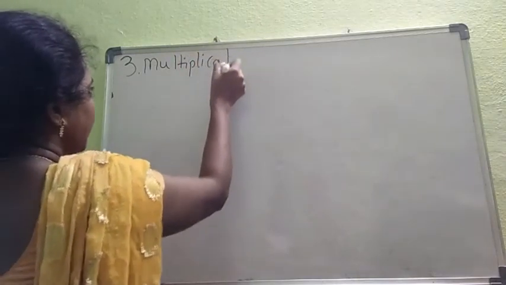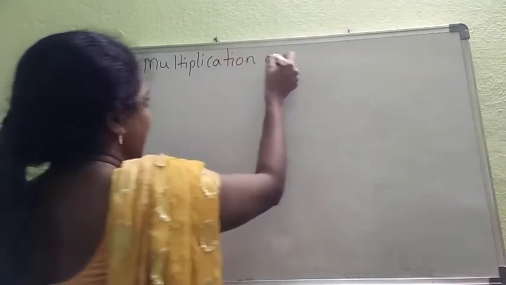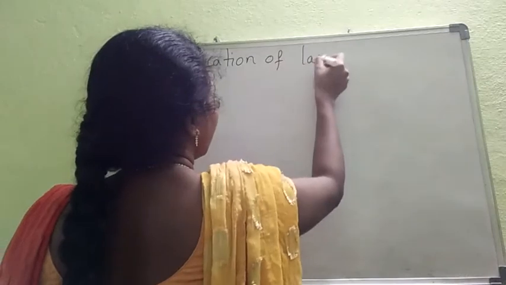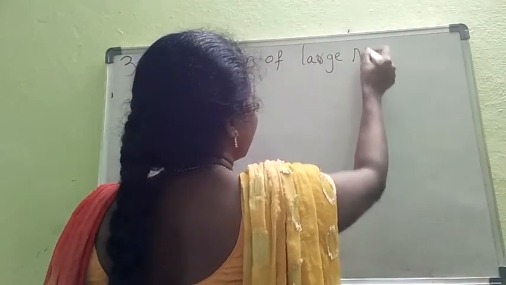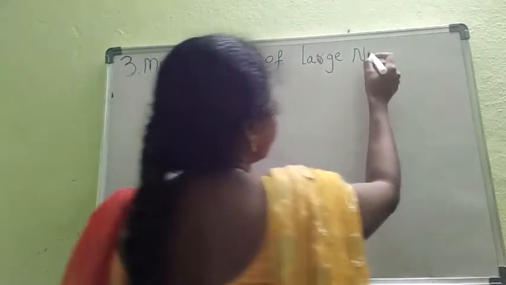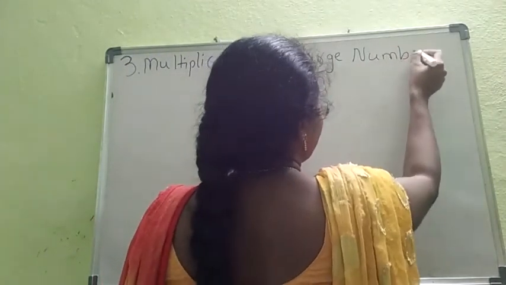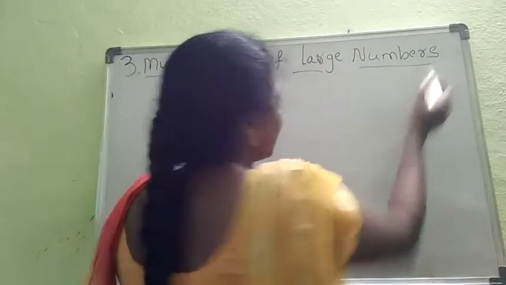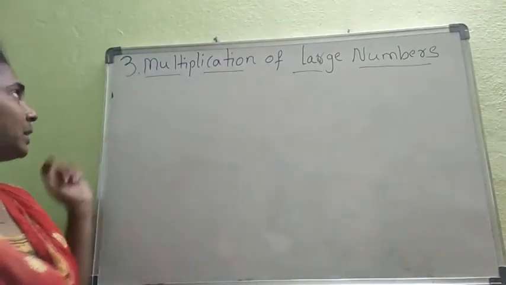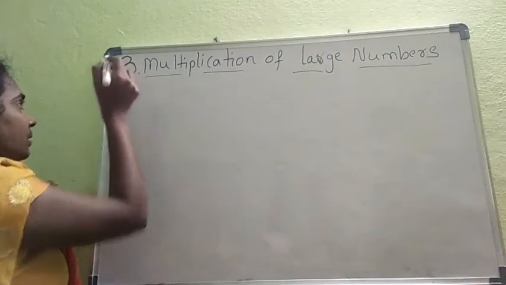What is the chapter name? Multiplication of large numbers. The chapter name is multiplication of larger numbers, right?